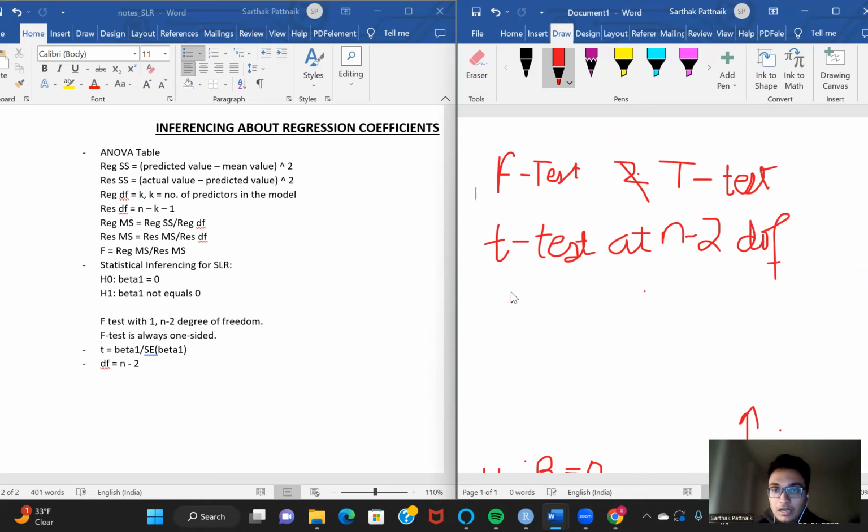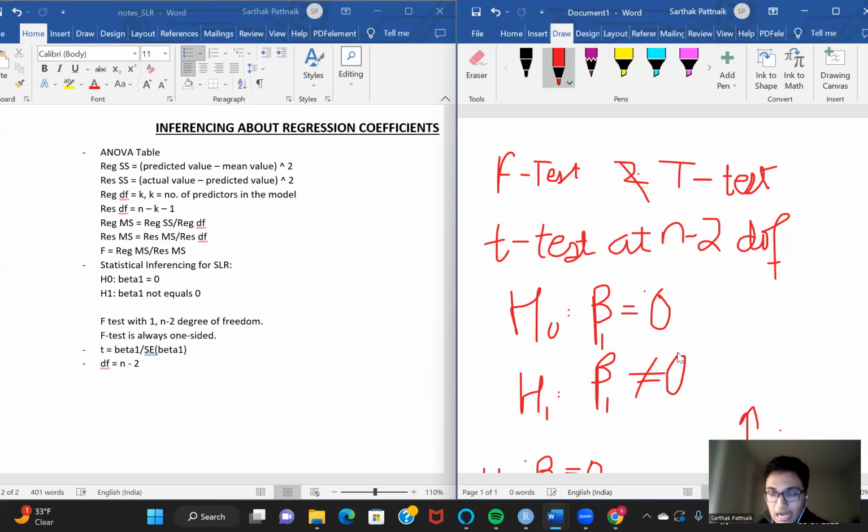And because our null hypothesis was that there is no linear association between the two variables, and our alternative hypothesis is to find out either there is a positive association or a negative association, the alternative hypothesis encapsulates both the scenarios. There can be a positive association or there can be a negative association. So here, this is an example of a two-sided t-test.